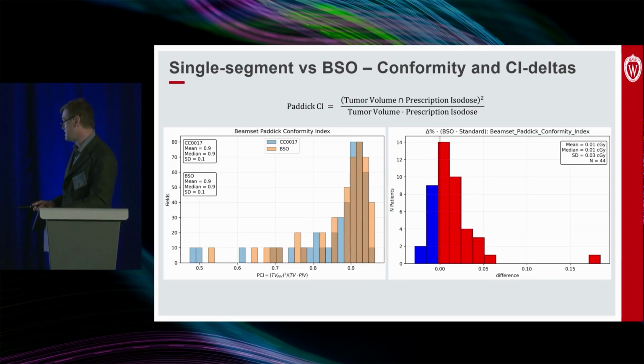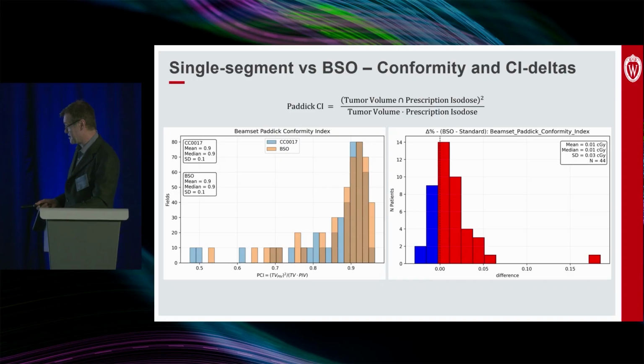The curve on the left here is the Paddick conformity index. The definition's given here. It's just the intersection of the tumor volume with the prescription dose squared over the tumor volume times the prescription isodose volume squared, or not squared, just multiplied together. And you can see that they both have conformity indices of around 0.9. This is kind of where we want to be, is a bit above 0.8 to 0.9.